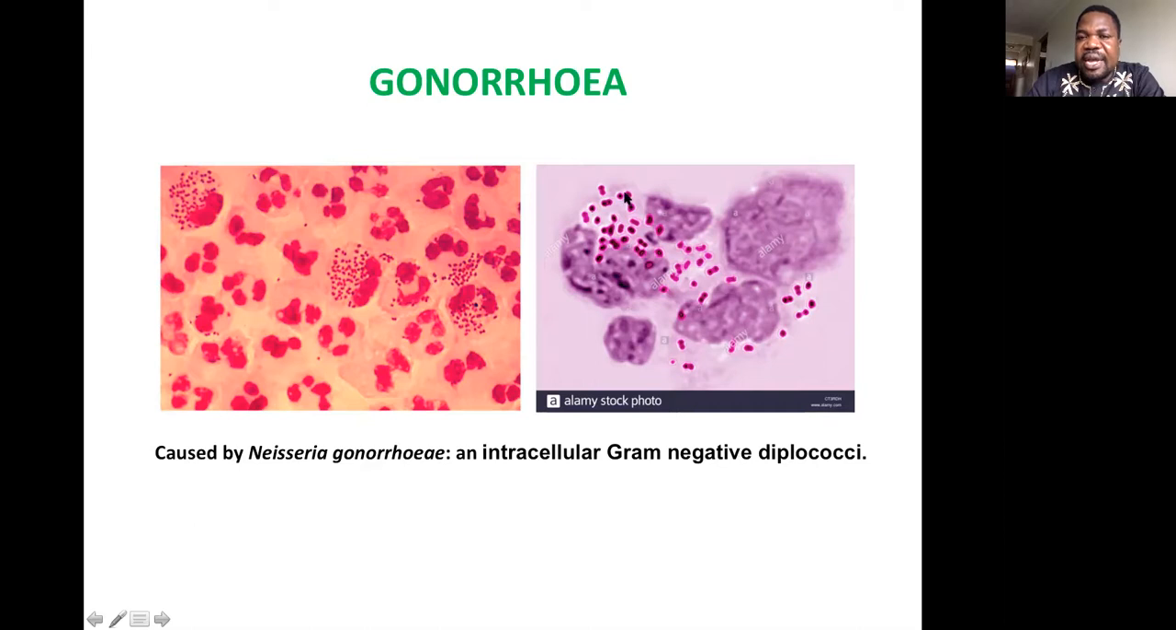And they are gram-negative diplococci, okay, because they are pink in color, which makes them gram-negative. And because they are 2 by 2, you can see everywhere they are 2 by 2, and they are intracellular. You can find them here inside the cells, inside the pus cells. So that we call intracellular gram-negative diplococci. So all you need to see is this to confirm the diagnosis of gonorrhea.